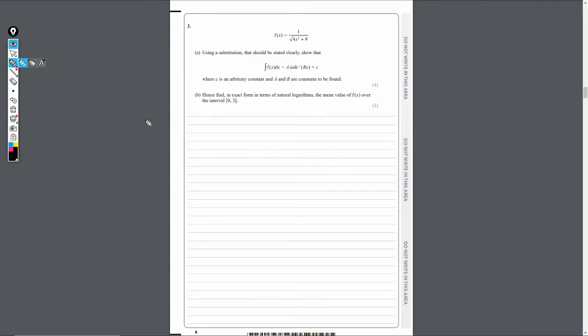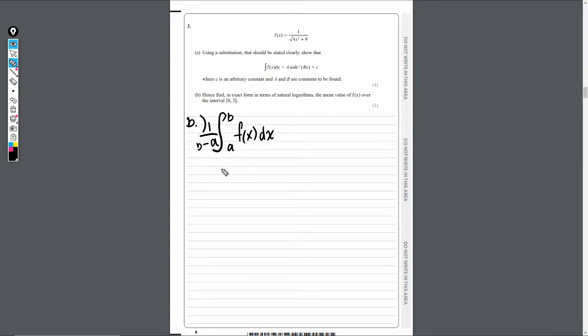So part B, we have to find, in exact form in terms of natural logarithms, the mean value of f of x over the interval 0 to 3. To find this, it's going to be the integral from a to b of f of x dx, and on the outside you've got 1 over b minus a.